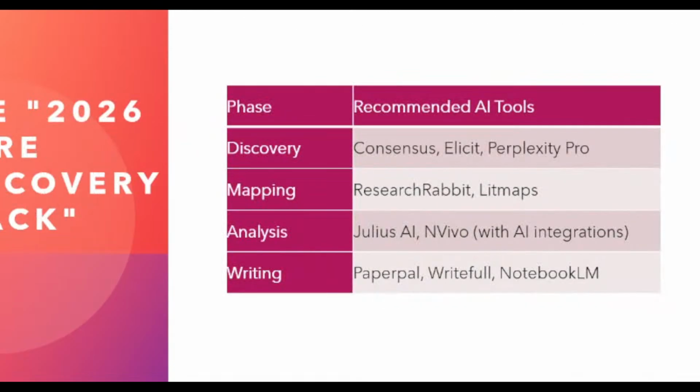Now, if you see, I've given a few AI tools which can be useful for you from step one to the last step, from discovery to writing. Phase one, discovery, the recommended AI tools are, I think you should have this with you so that it will be easier for you. The recommended tools are Consensus, Elicit, Perplexity Pro.